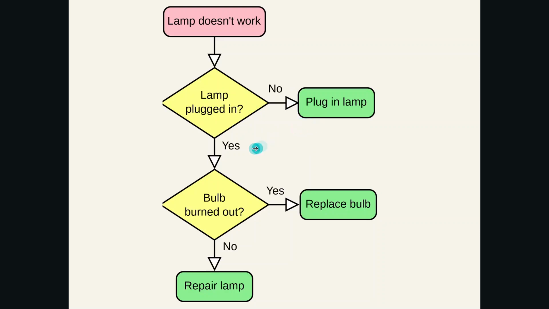If the answer is yes, the lamp is plugged in, then our solution is another condition to check whether the bulb is burnt out. If it is, then the solution is to replace that bulb. If not, then the solution is to repair the lamp. So here we're using two different conditions to resolve our problem.